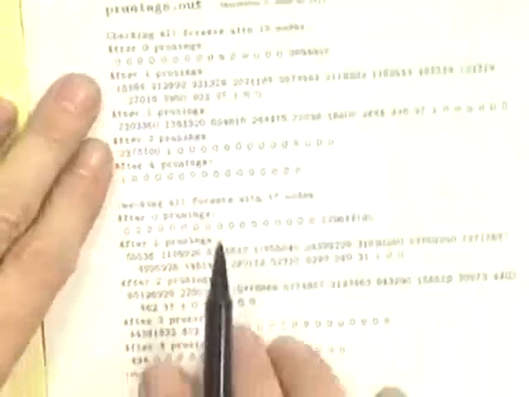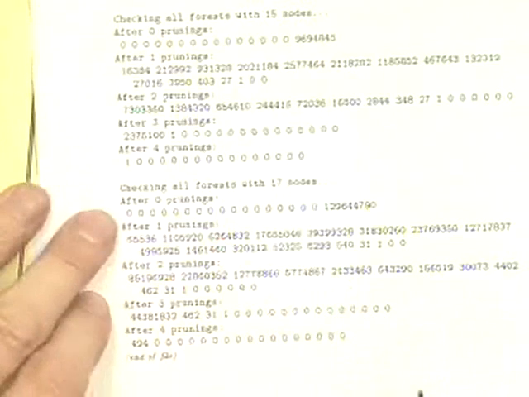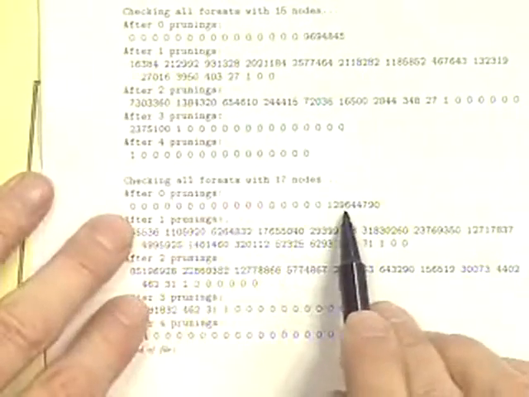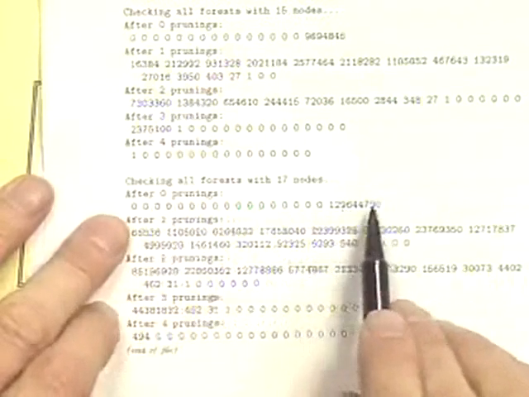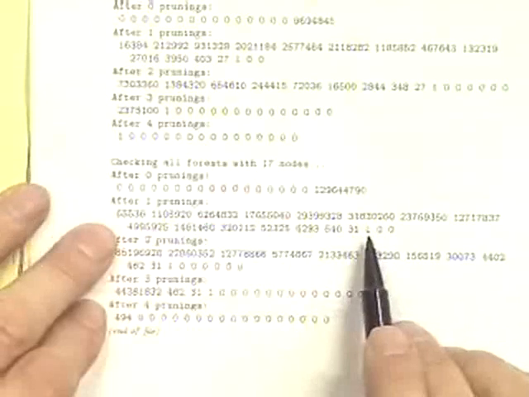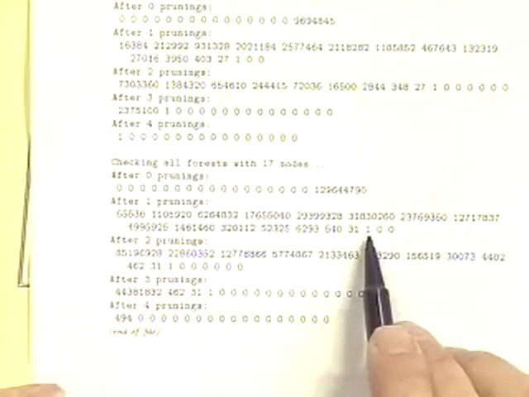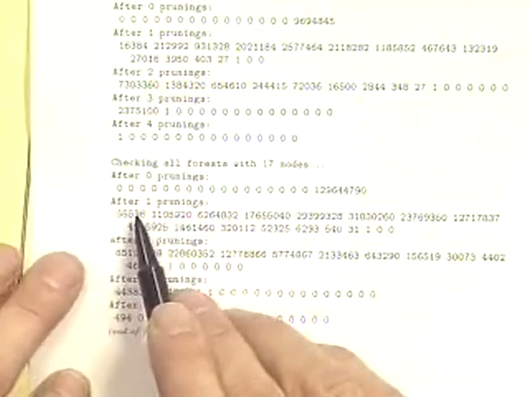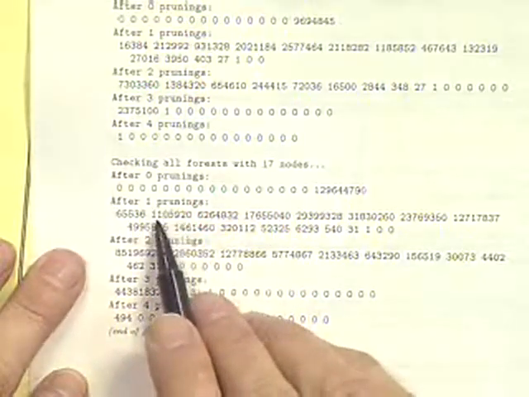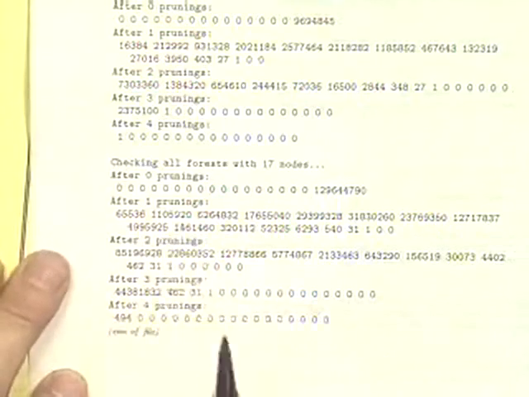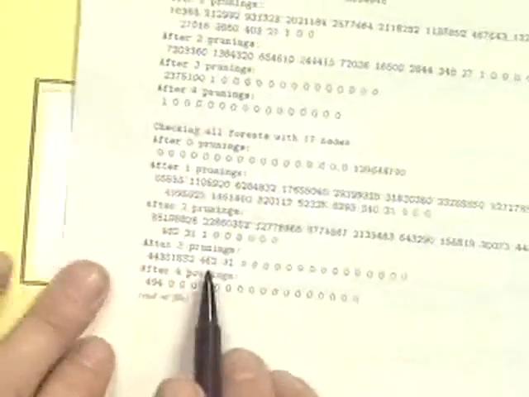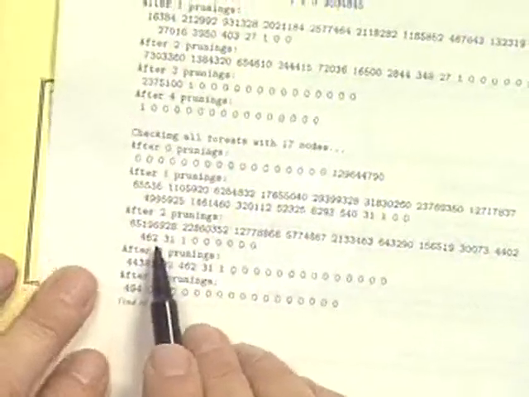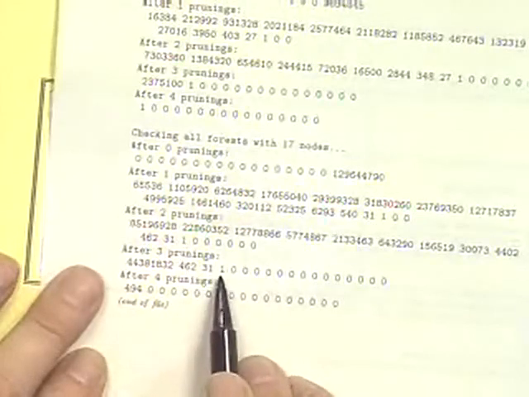But let's take a look at the case of, for example, all the forests with 17 nodes, and there's this many, 129 million of them, all have 17 nodes. After one pruning, one of them still has 15 nodes left. But 65536 are already wiped out. And this many here, 1,105,000 and so on, have only one node left after one pruning. After three prunings, you notice there's this strange thing. We've got 462,311 somehow at the tail here. Now, the unsolved problem is, what the heck are these numbers?